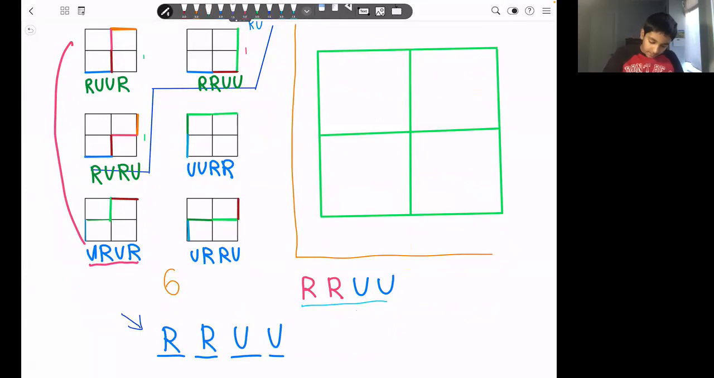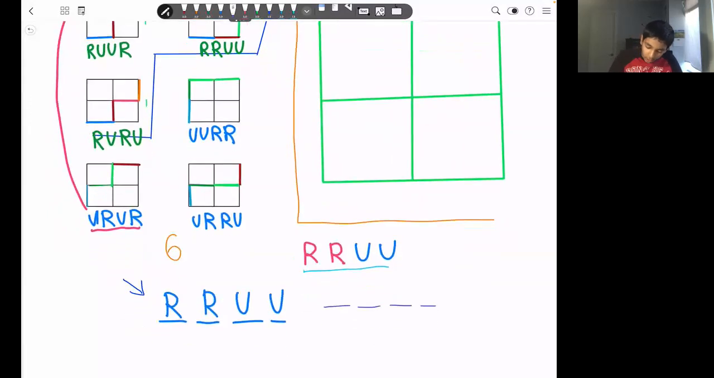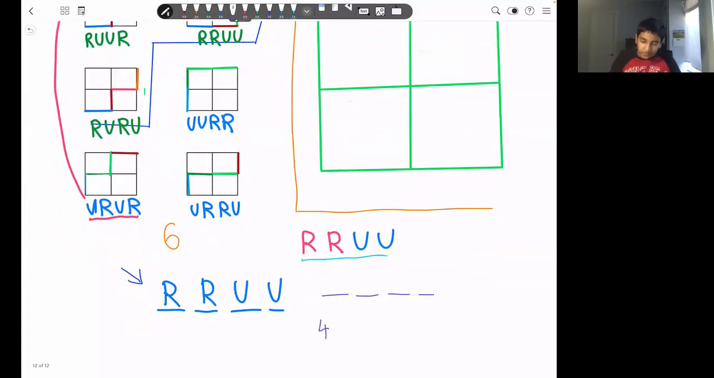But you can think of it as where can the R go? There are four spaces. The R can go in the first spot, second spot, third spot, or fourth spot. So the first R can go in 4 places. Now the second R: let's just say the first R went here. The second R can go in any of the other 3 places. It can go here, here, or here.